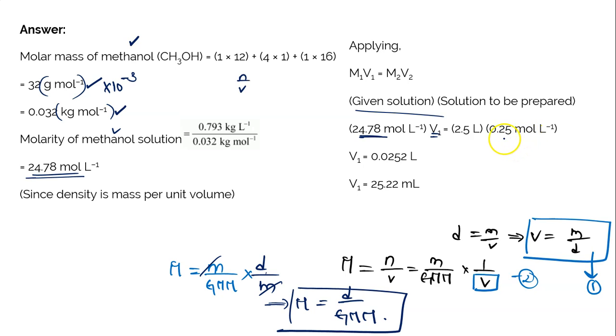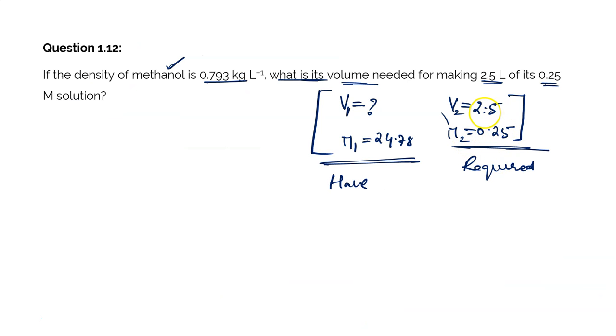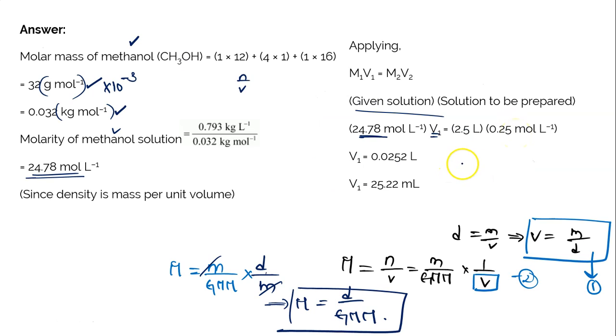And how did I get this? Because it's given already, right? 2.5 liters of volume and 0.25 molarity of the solution is needed. It's given in the question. So substituting it and simplifying, we get volume to be 0.025 liters. You can convert it into milliliters by multiplying this with 10 power 3. It will be 25.22 milliliters. So it sounds like a confusing question, but in fact it is not. In case you are stuck, please try to replay this part of the video once more. Okay.